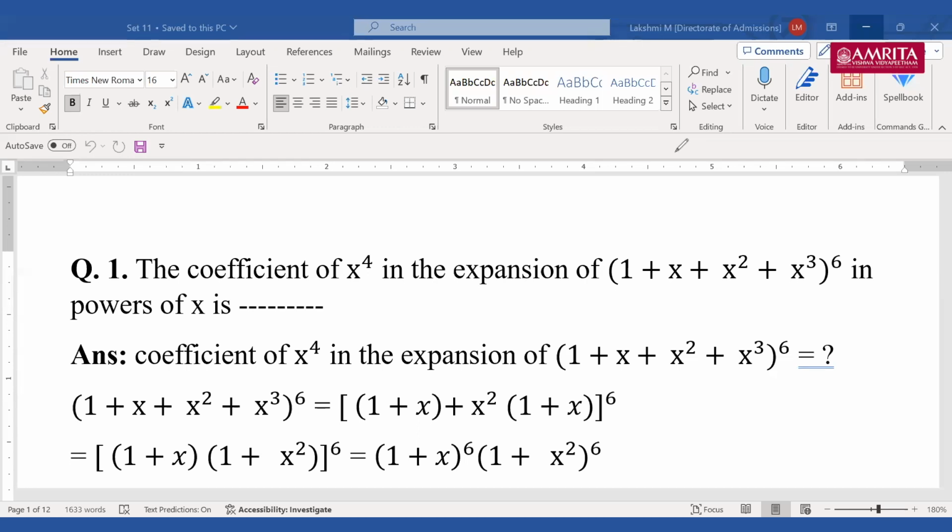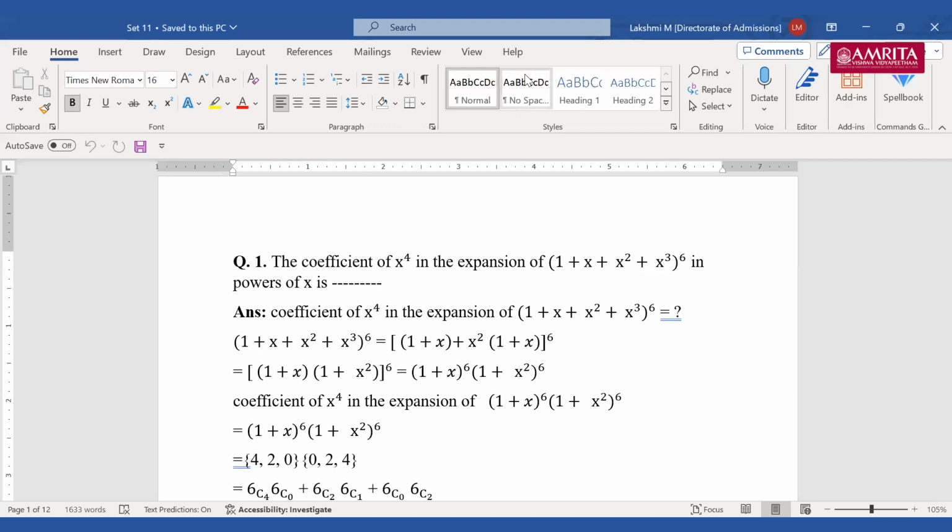I hope you have just started doing the question, and it's a very simple question. I think now I have reduced the size. The coefficient of x raised to 4 in this particular expansion, that's what the question is asking. I think there are a lot of hands raising. You can type whatever queries you have in the chat box. Just give me some time.